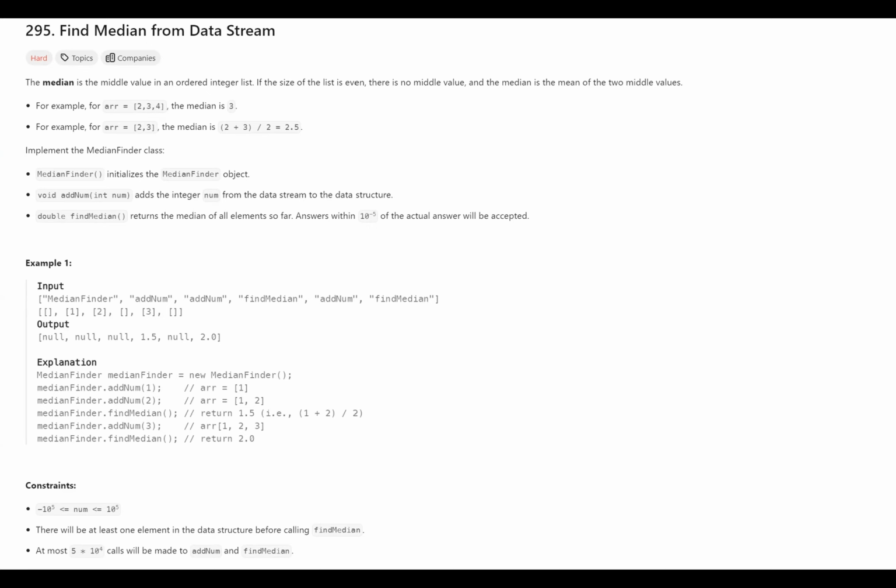As you know, the definition of a median is the middle value of an ordered integer list. Suppose here is one ordered integer list, 2, 3, 4. So the median is 3. And if there is an even number of integers, say 1, 6, 9, 10, in that case, the median is the average of the middle two values.